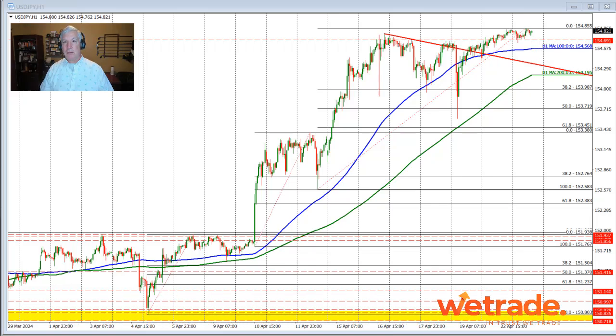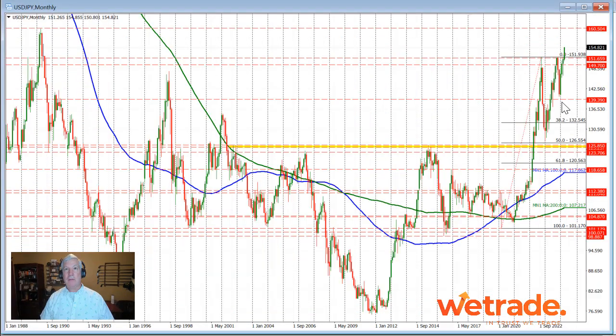Once again, if we do look at the monthly chart of the dollar versus yen, we are trading at the highest level going back to 1990, way back here. So the upside is really unlimited. We could head up toward the 160 level over time, but we still need to get above the 155 level, which again is the level that traders are saying the Bank of Japan might be interested in coming in to limit the yen's downside momentum.